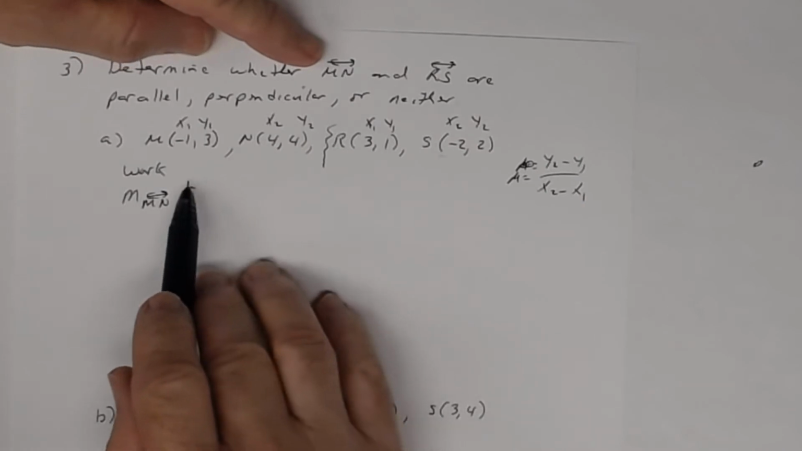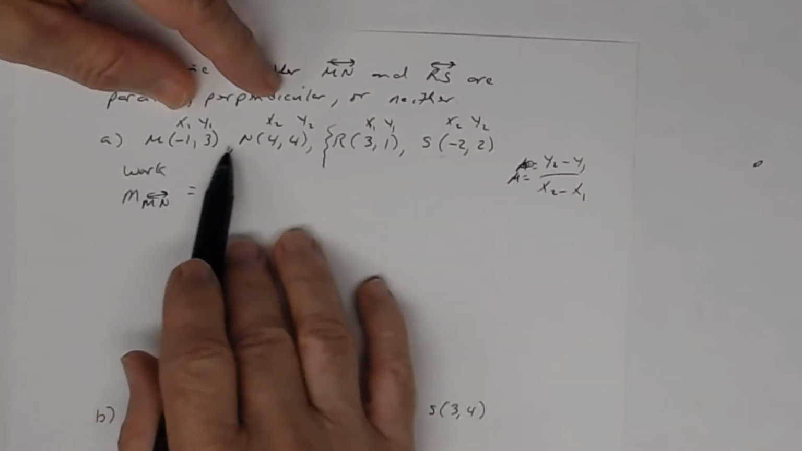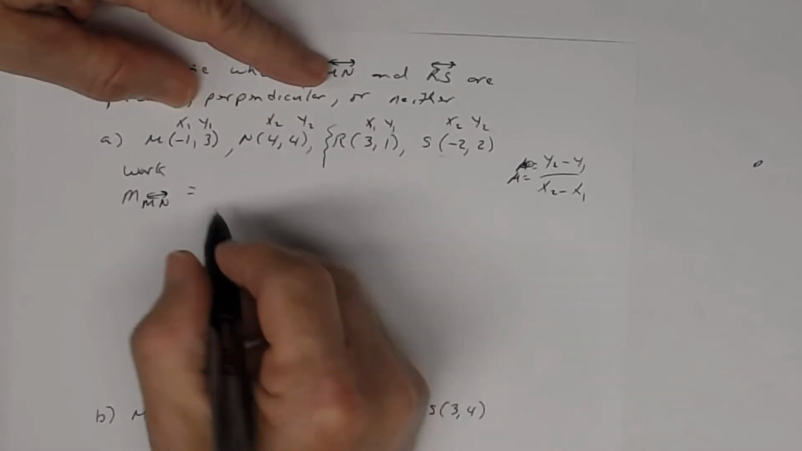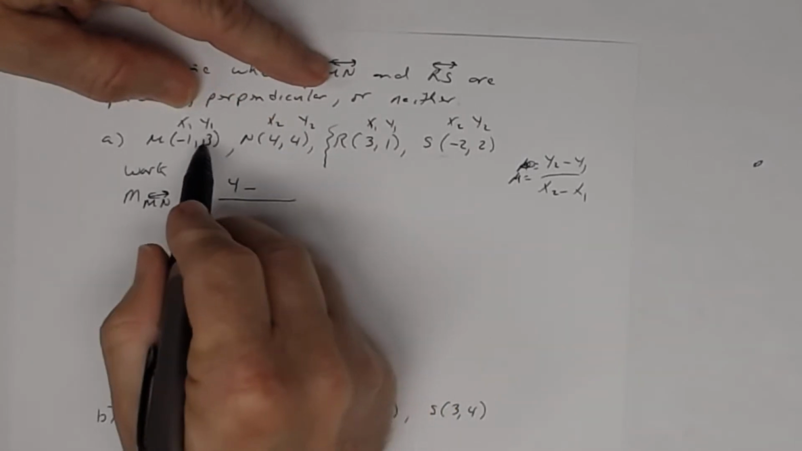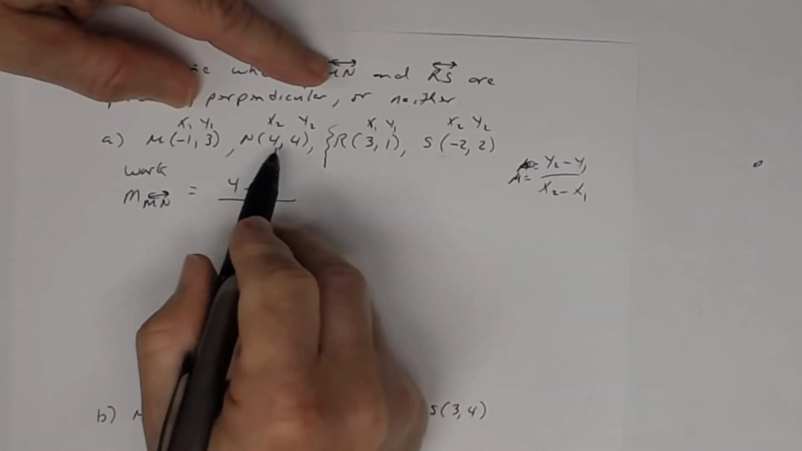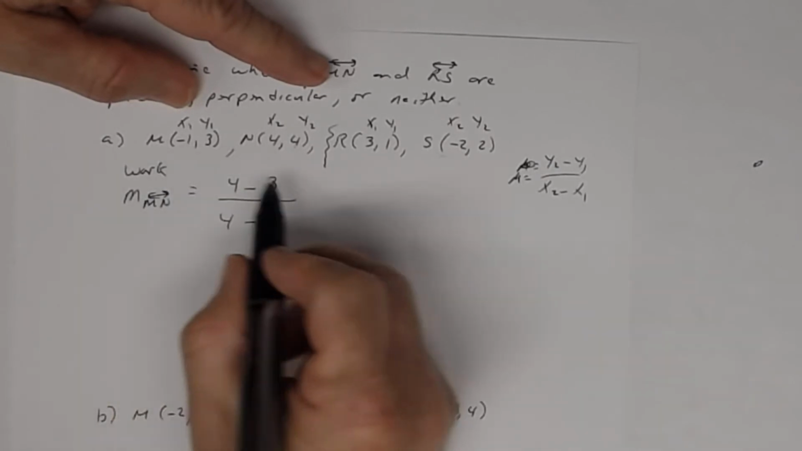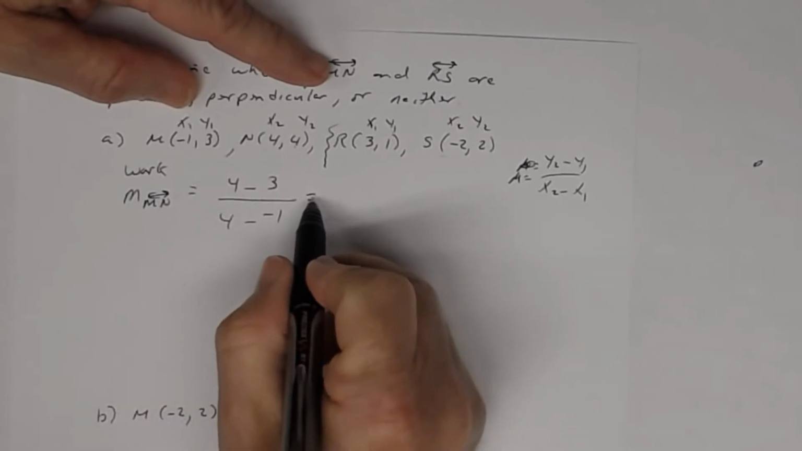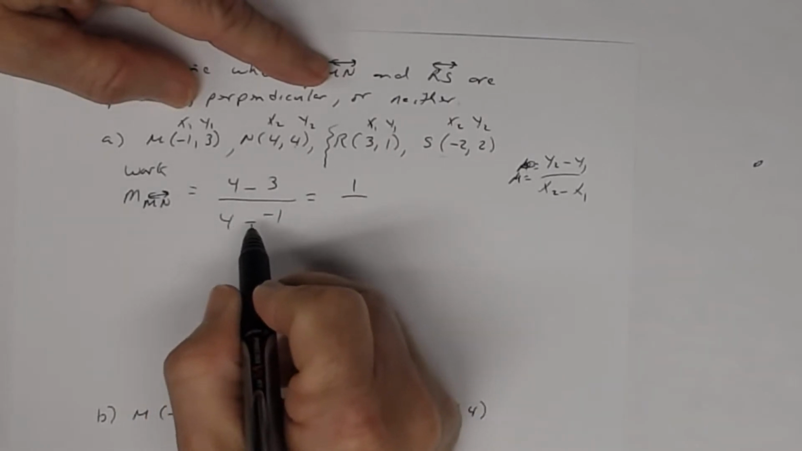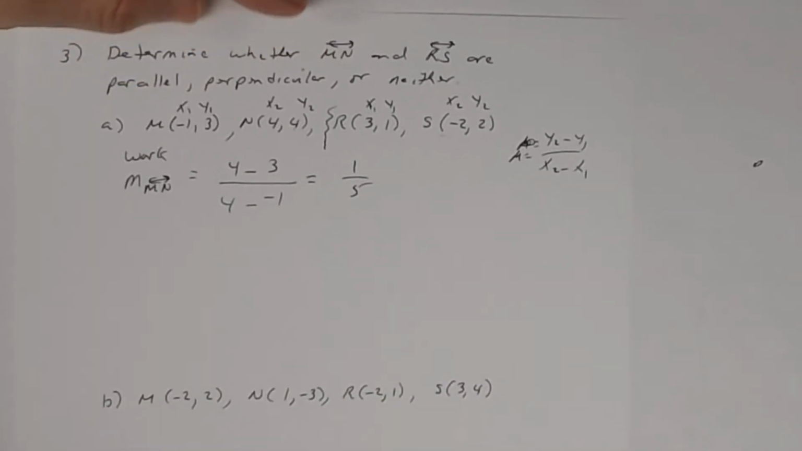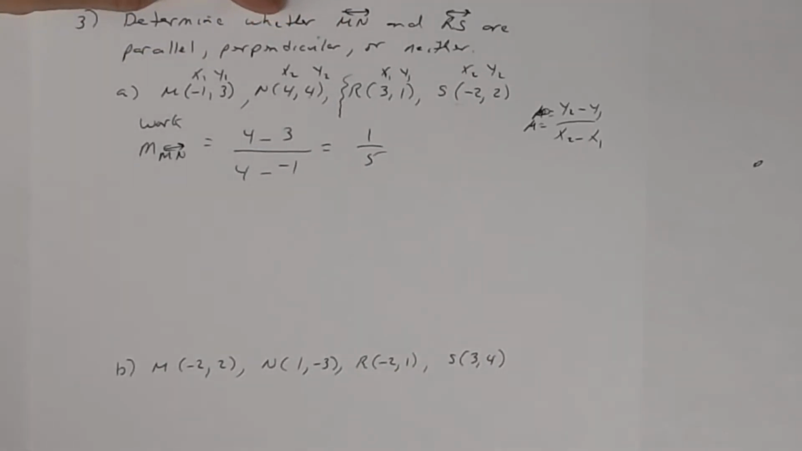Okay, so the slope of MN. We're going to start with 4, y sub 2, 4 subtract 3, divided by, now since I start with 4, I've got to start with this 4. 4 subtract a negative 1, right? 4 subtract 3 is 1. 4 subtract a negative 1 means 4 plus 1, so that's 5. So the slope of line MN is 1/5.